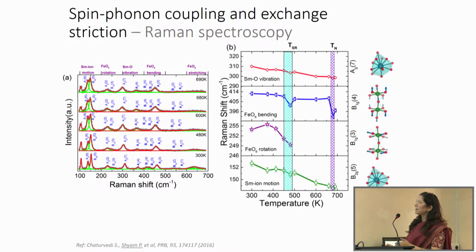We do Raman spectra, take data from the spectra and plot it in terms of Raman shift. This is the Raman shift from 150 to 246, and here we have plotted this, and you see again at 480 Kelvin there is an anomaly. That means spin-phonon coupling is taking place. It confirmed that structure is playing a role at 480 Kelvin, where we are getting the connection between ferroelectricity and ferromagnetism.